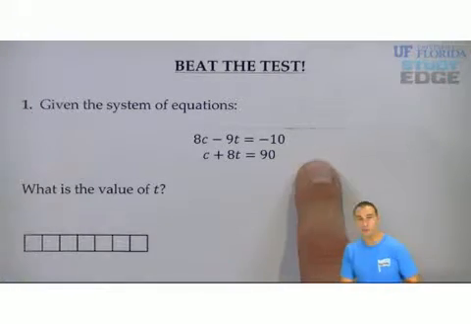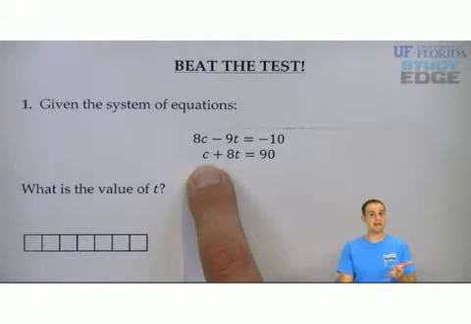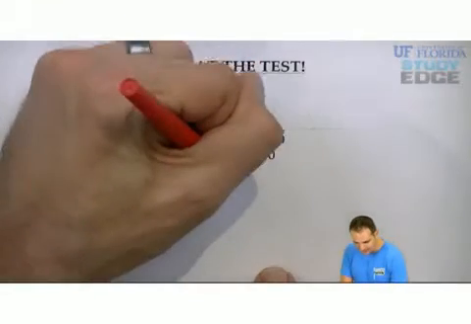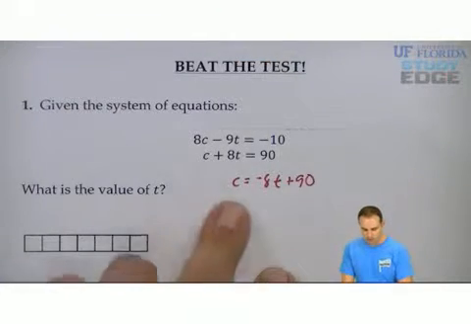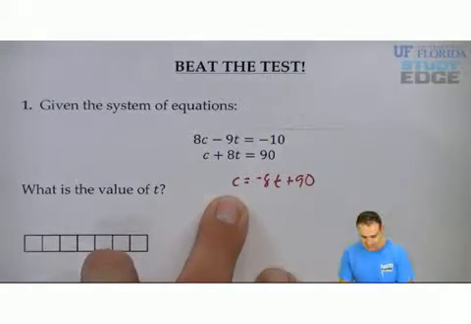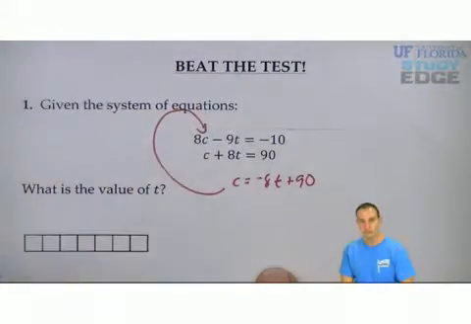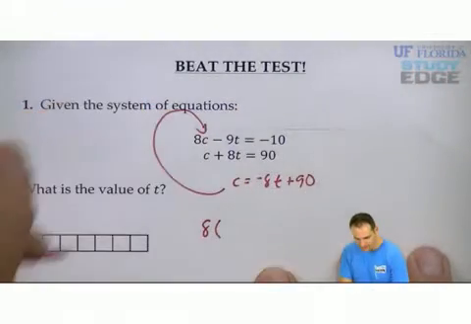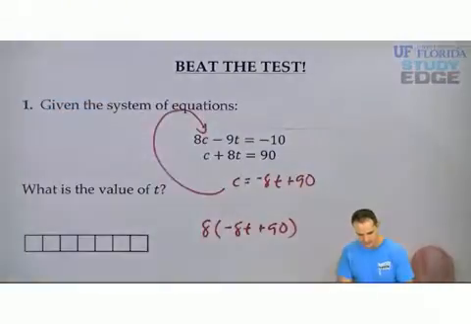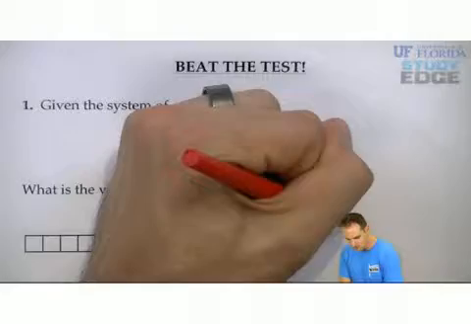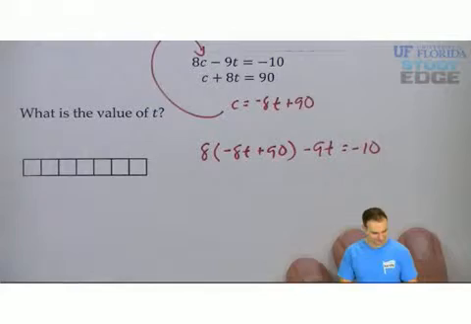In this case, can I solve this by substitution? Yeah, I see that C can be by itself by subtracting 8t over to the other side. And now I've solved the second equation for one variable. C equals negative 8t plus 90, and I can substitute that into the top equation. 8 times C, which is negative 8t plus 90, minus 9t will equal negative 10.